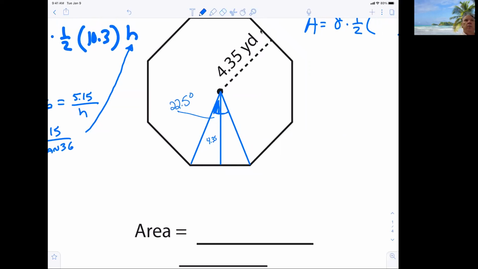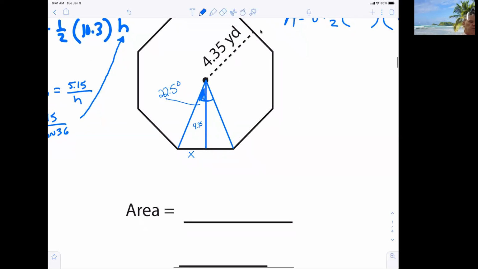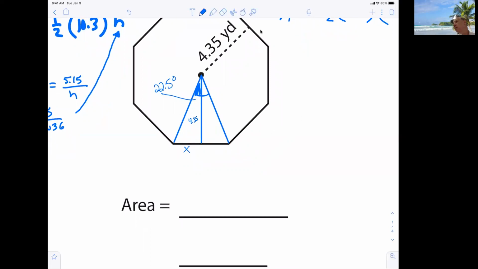Karina, you all right? All right, tell me. I need this, X. What trig? Say it again. Tangent of what? Is equal to, say it. X over 4.35. Thank you. So now this time, all I have to do is move the 4.35 over, right?